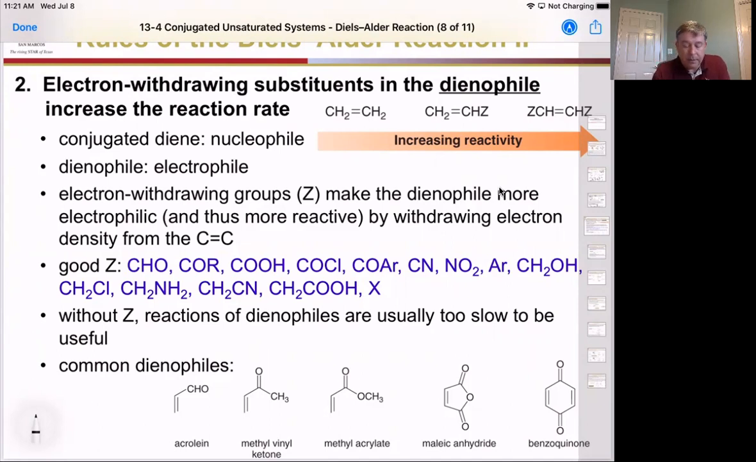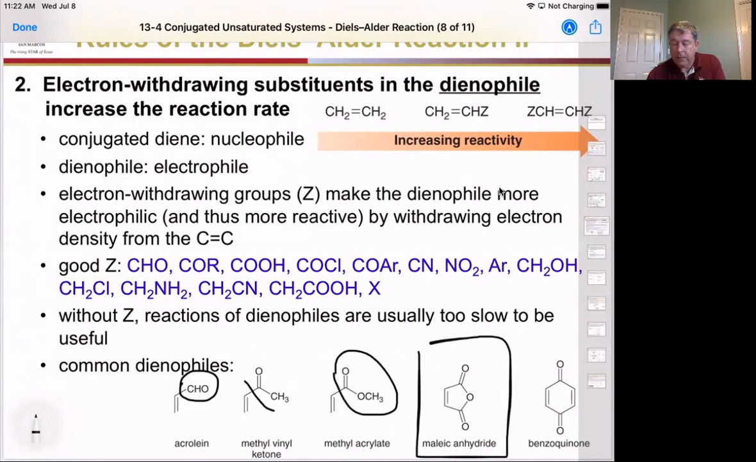So common dienophiles include stuff with just an aldehyde on it or a ketone, or you can even have a carboxylic acid ester. This is an acid anhydride, and we can also use things like benzoquinone. Notice they can be rings or not ring systems, but they all have carbonyls in conjugation with the double bond.